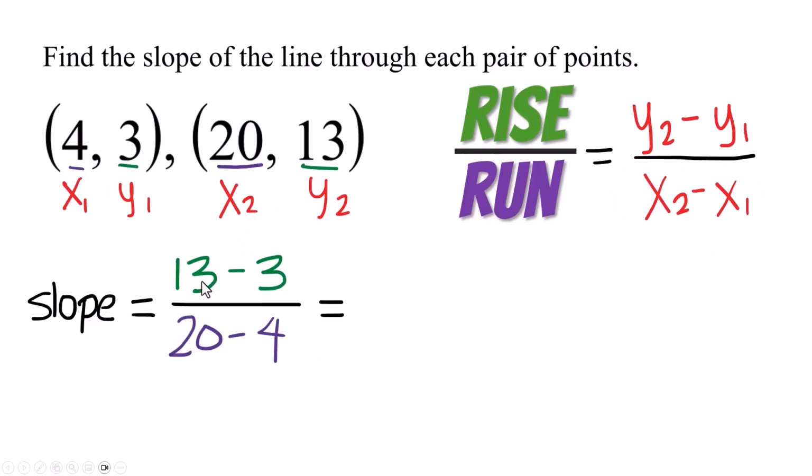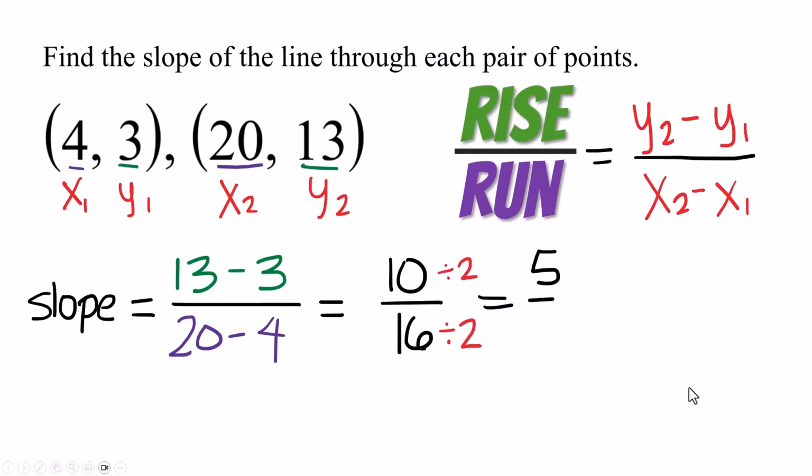Now just do the math. 13 minus 3 is 10. 20 minus 4 is 16. That's a good slope. However, you know, it's math class. We're going to look at that and go, oh, wait, that's not in lowest terms. So you have to reduce that to lowest terms. The biggest number you can think of that divides into 10 and 16, I'm just thinking 2. So let's take the top and bottom, divide them both by 2. And our final answer would be 5/8. It has a steepness of 5/8.